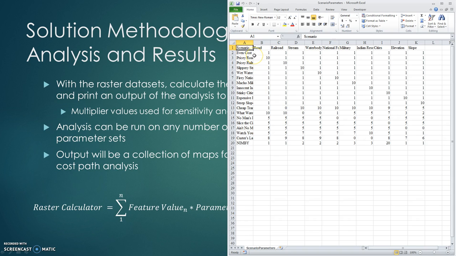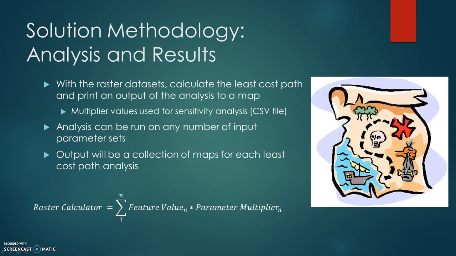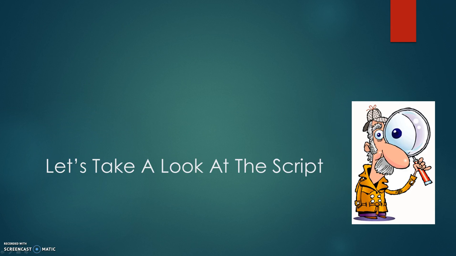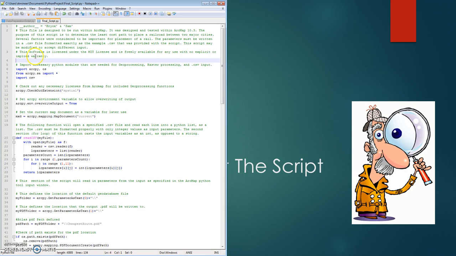So this CSV can be prepared however anyone wants to, and includes a scenario name and then input integers that represent the weight given to each parameter for each separate scenario. And using this input CSV, let's go take a look at the script and how it's going to apply to this.